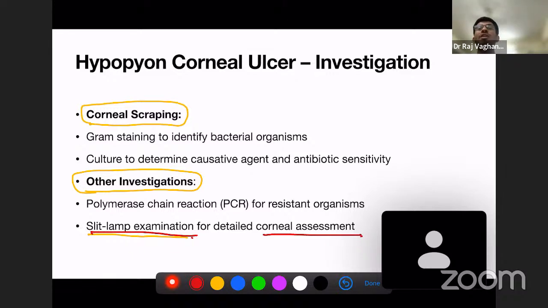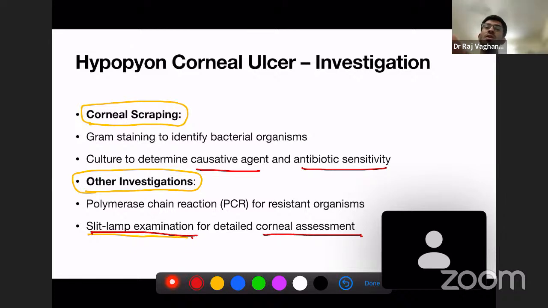Okay, and the corneal scraping means we just take, you can say, a layer of cornea, okay, and we send it for the gram staining. Okay, and in the gram staining, we can identify the bacterial organisms, whichever bacteria is present. Okay, and we can also culture the corneal scraping to determine the causative agent and to determine which antibiotic is best suited for that bacteria or that organism, because many bacteria are resistant to some of the antibiotics, okay. And other investigations would include PCR reaction or slit lamp examination.